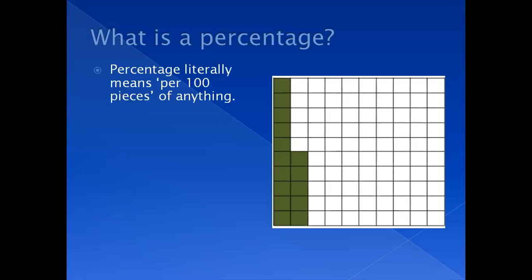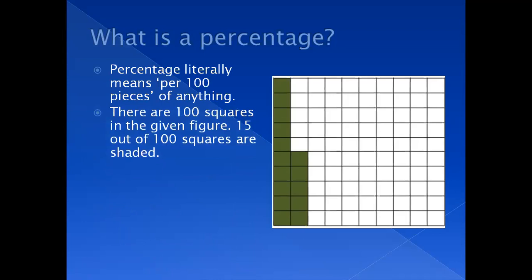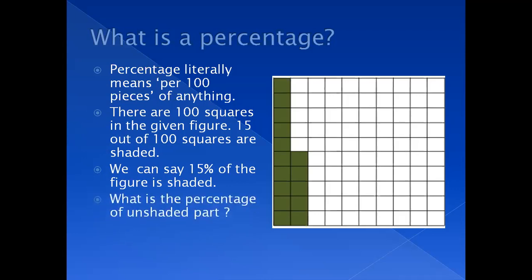Now the meaning of the word percent. The word per means 1, cent means 100. So percentage means per 100 pieces of anything. As I explained in this figure, we know that this figure is divided into 100 equal parts and 15% of this figure is shaded. What is the percentage of the unshaded part? We will simply subtract 15% from 100% and the answer is 85%. So 85% of this figure is unshaded.